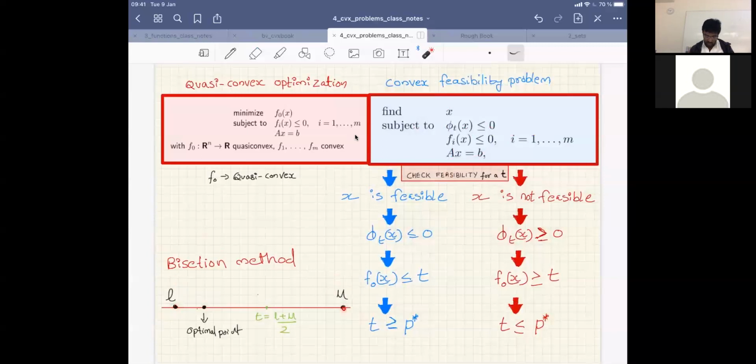When I start my algorithm, I go to the midpoint, (L plus U) by 2. This I take as my initial t and run the algorithm. If this is a feasible convex feasibility problem, that means t is greater than or equal to p. So in this case, t is greater than or equal to p.